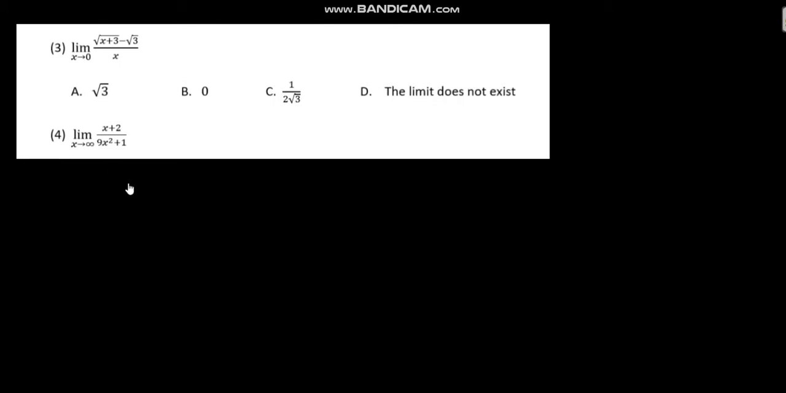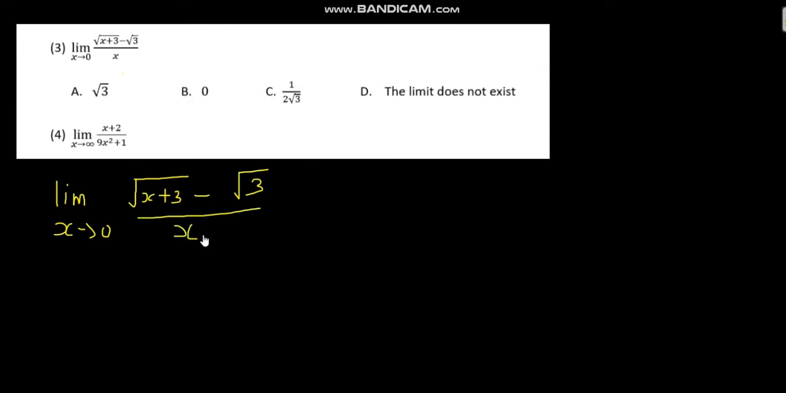So you should find the derivative of the numerator and also the derivative of the denominator. So let's see what will happen then. That will be the limit as x approaches 0 for the square root of x plus 3 minus the square root of 3, all divided by x. You are going to apply the L'Hopital's rule here.